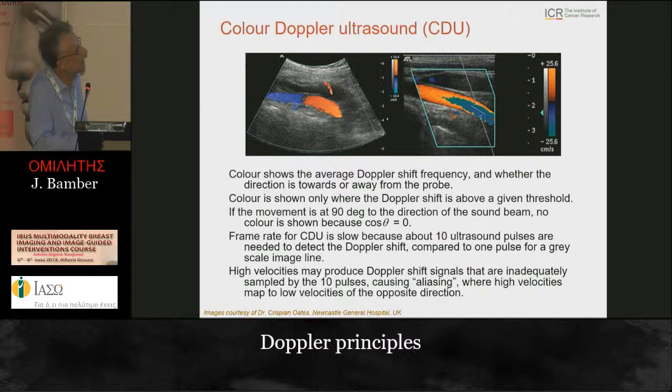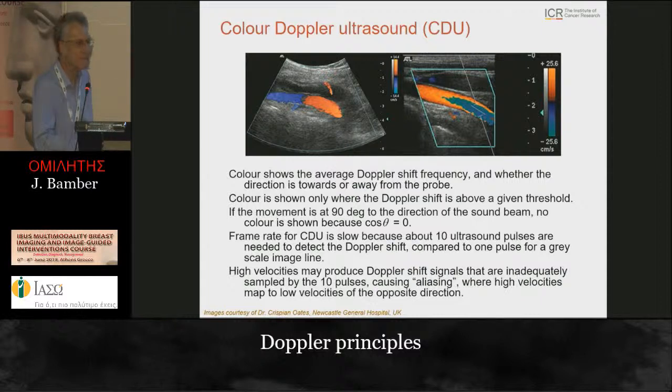And the reason for that is that the pulse repetition frequency is set too low, and the flow is being undersampled. I have to say those words. I know you don't know exactly what they mean. It would take a longer lecture to explain them. But something that's called aliasing is going on here.